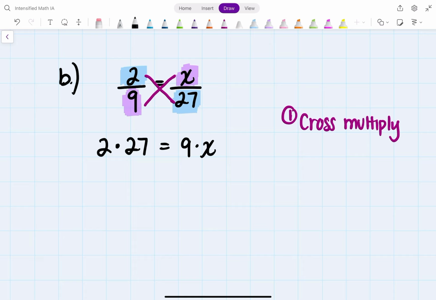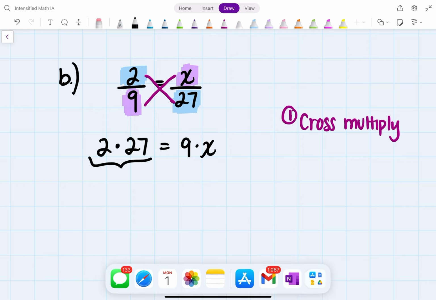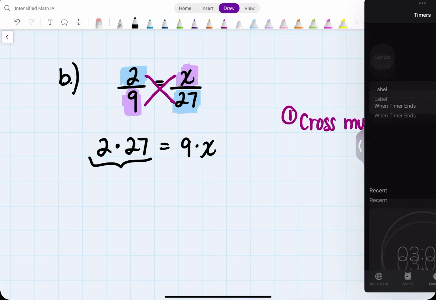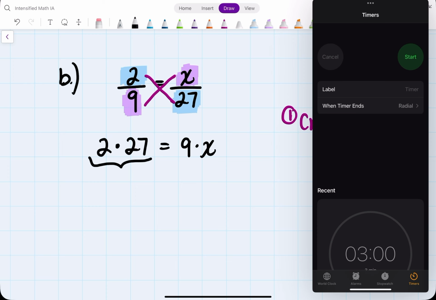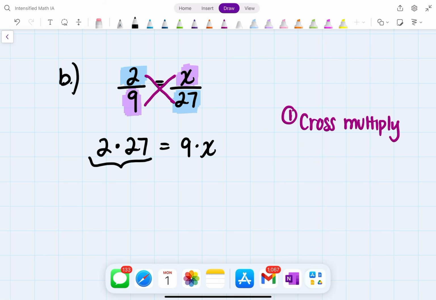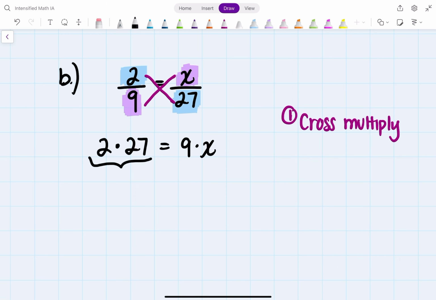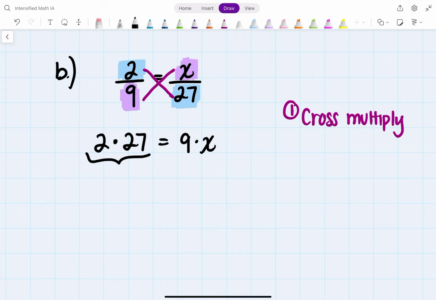Now, let's multiply this out, whether we know this from the top of our head or using a calculator. I could take out a calculator if I find one. Let's check. Oh, I don't have one. Let's just do it like that. 2 times 27 is going to give me 54. And 9 times x is just going to be 9x.